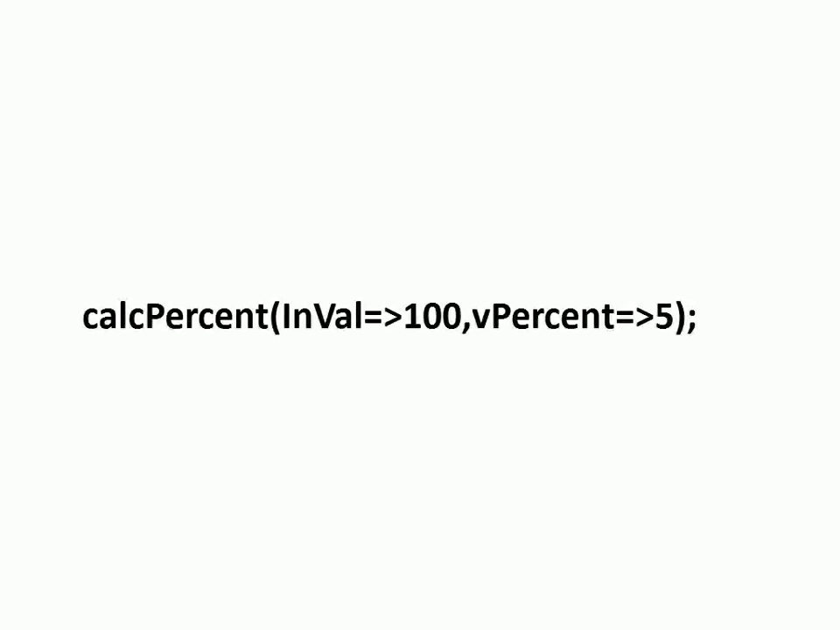The second method is named calling notation. In this method, we use the name of the declared parameter and use an equal sign followed by greater than sign, and then we provide the value of the parameter. So in our calc% function, if we want to use named calling notation, we'll provide parameter values like this.